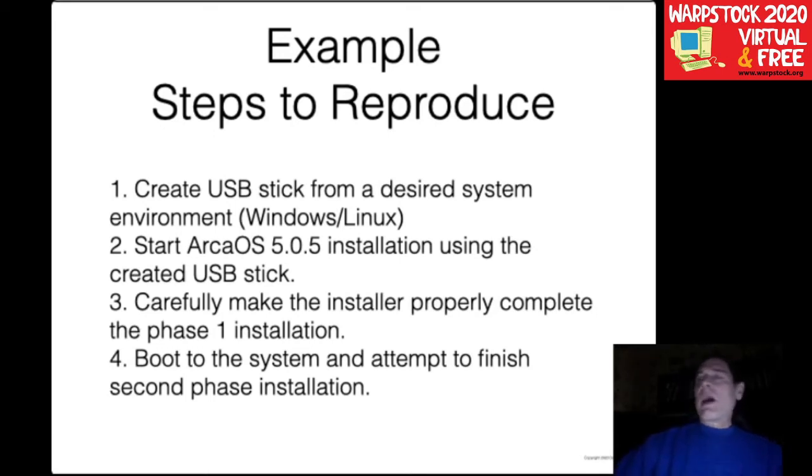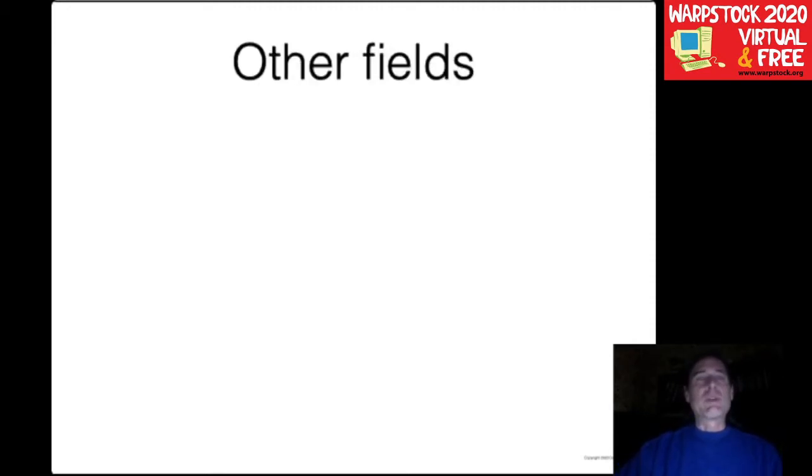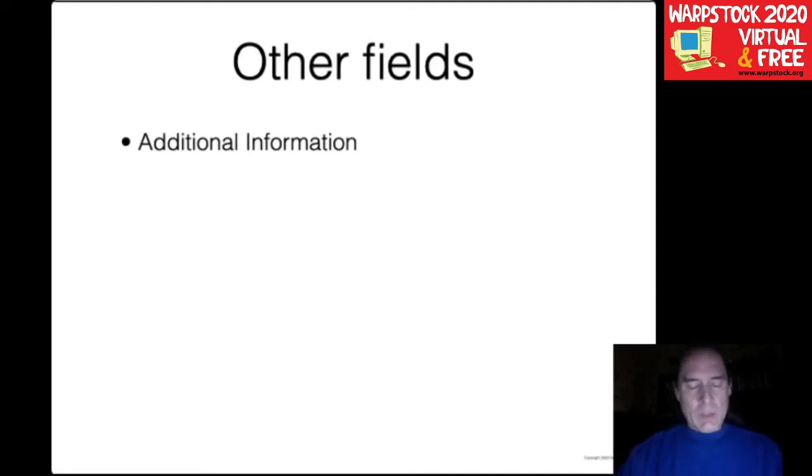Let's look at some of the other fields that come after the steps to reproduce. There is another field called additional information. You can leave this blank, or you can put whatever doesn't fit in the other categories. If there's any additional information you think the developer might need to know, then you should put it here.